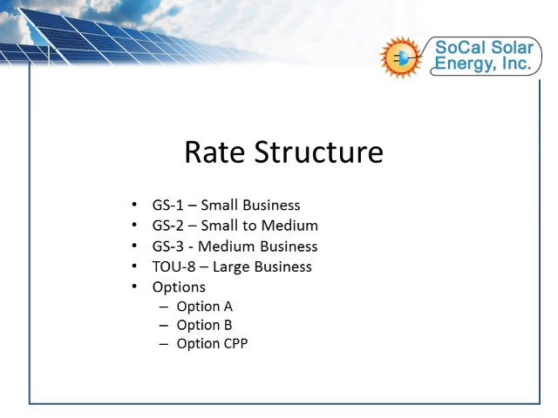Each of these rate structures have two options, option A and option B. You do not have a choice which rate structure business you are in, but you do have a choice of which option is best for you. Southern California Edison will bill you differently depending on which rate structure and option that you are in.